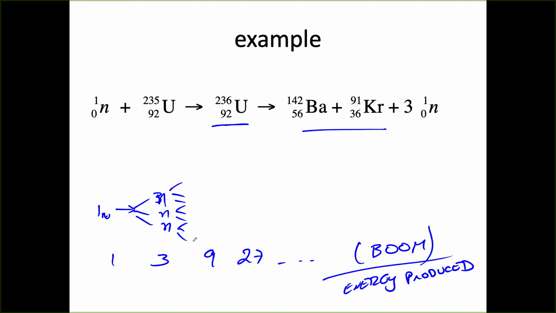And so this is what happens in nuclear reactors. We actually have beryllium and some other material, boron, to absorb all these neutrons to help keep the reaction under control. And nuclear weapons don't have that, so they go boom.